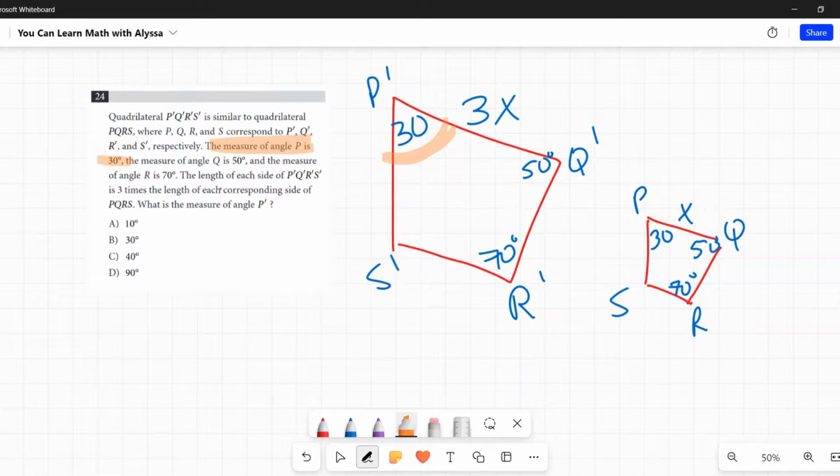But they're testing that you can pierce through all of that verbiage and find that one critical piece of information. Since P is 30, then the corresponding angle of P prime would also be 30. B is my answer.